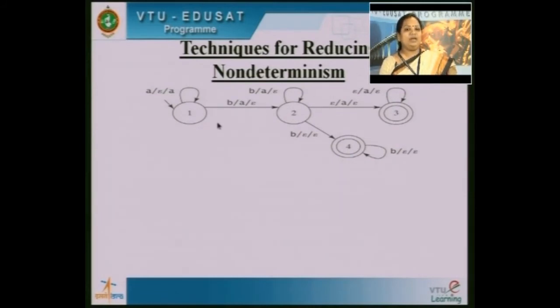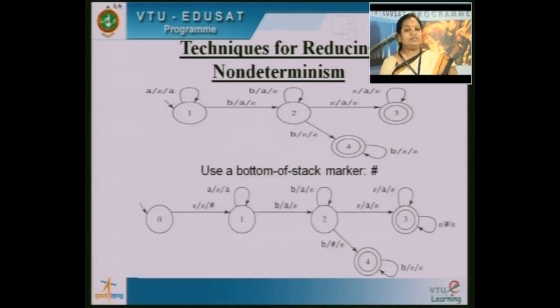PDA are, we had 1, 2, 3, 4 states. Now, what is being stated? First thing is, before doing anything, push hash into the stack. So, we take one more state, state 0. Now, instead of 1, this state 0 acts as the start state, wherein we do not consume any input or check any stack, we just push hash into the stack representing the bottom of the stack, and then as usual we perform other things.